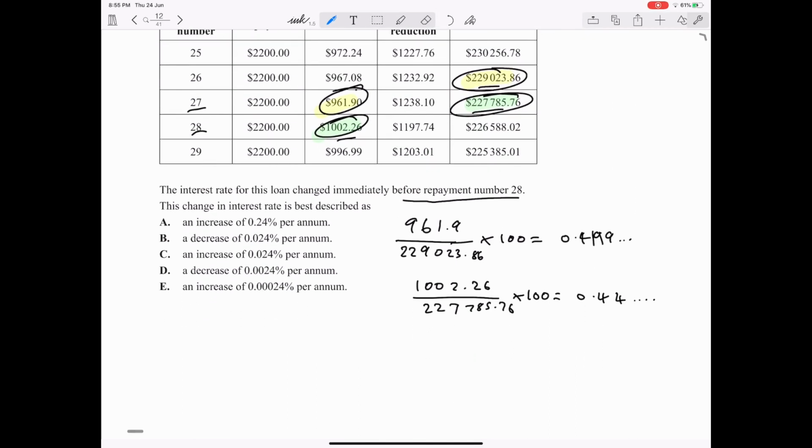So to calculate the change in interest rate, you'll just do the interest rate for repayment number 28 minus the monthly interest rate for repayment number 27. And if you do that, you'll get 0.02.